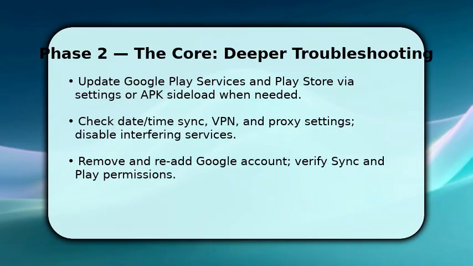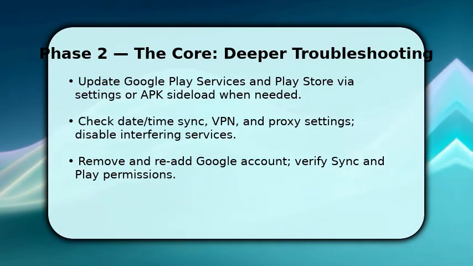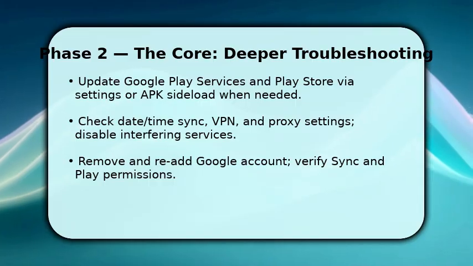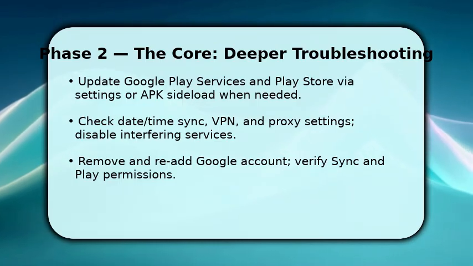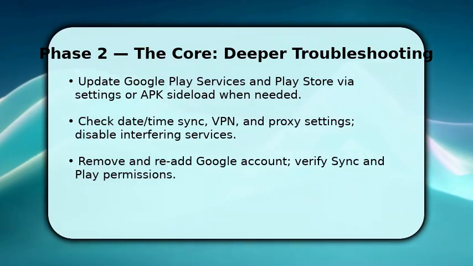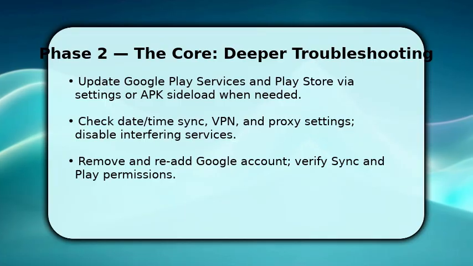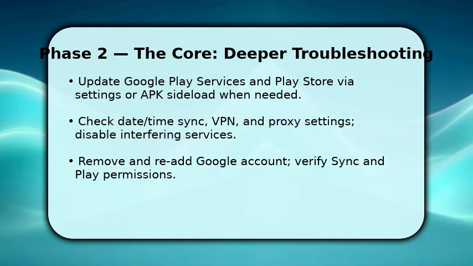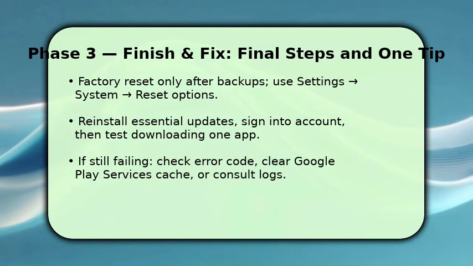Now address the core causes. First, check Google Play services and the Play Store versions, update them through settings, or sideload a trusted APK if the store won't update. Make sure date and time are set to automatic because certificate errors occur with wrong time. Disable VPNs or proxies temporarily and inspect battery saver or data saver settings that block background access. If problems persist, remove the Google account and re-add it so credentials resync and sync permissions reset for the Play ecosystem. Finish by verifying the fixes.